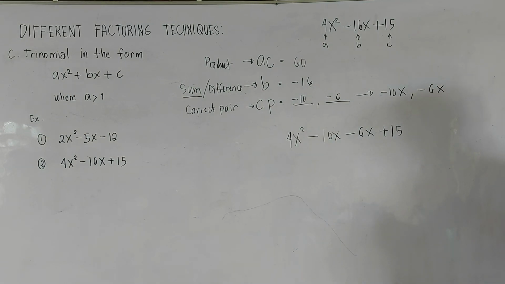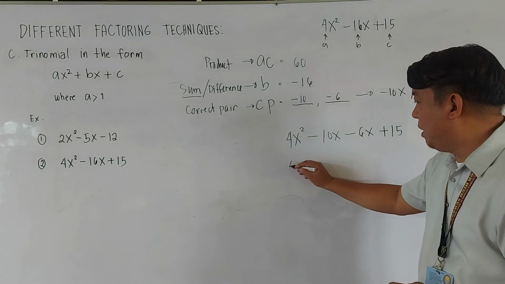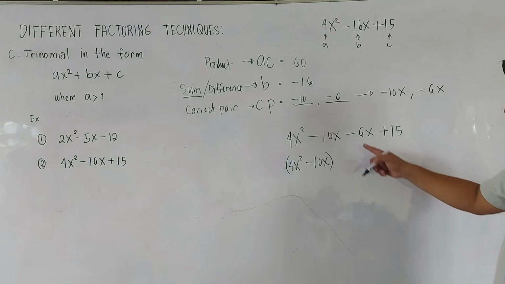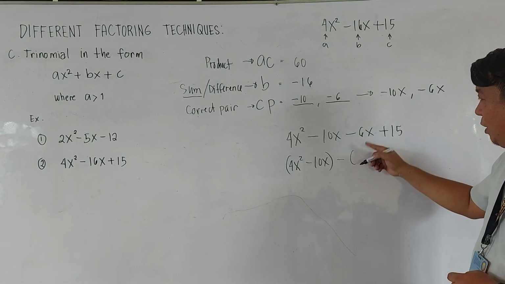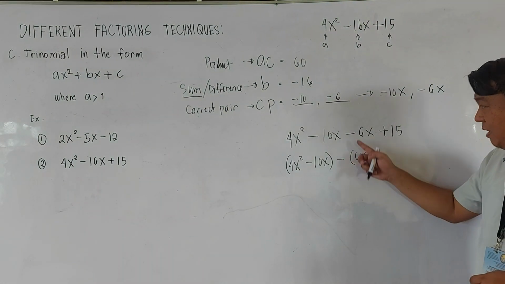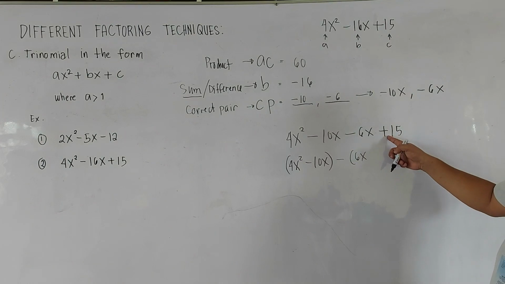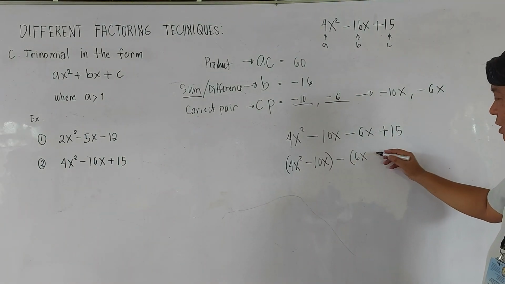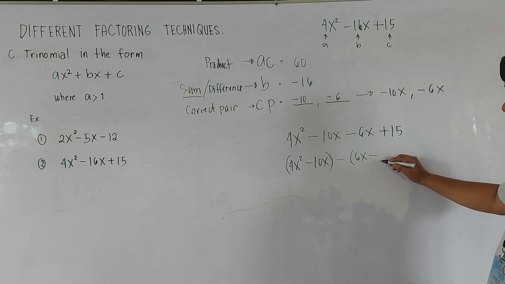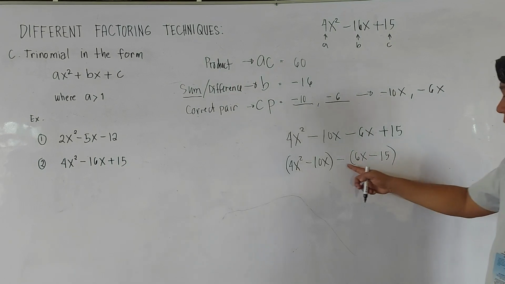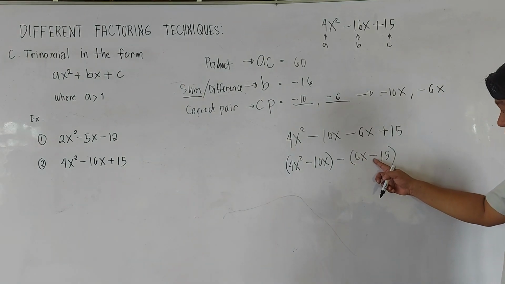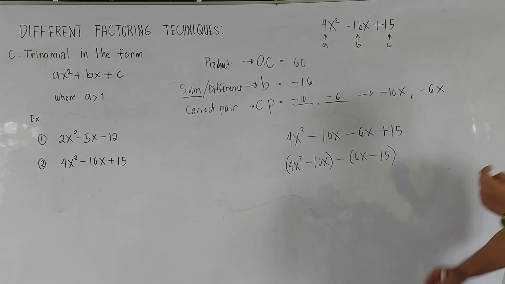Alright. And then, the next step is regrouping. Let's regroup them. So, 4x squared minus 10x, first group. Dahil minus to, so, ang nasa loob ng parenthesis natin ay positive 6x. Kasi, negative times positive is negative. Okay? At dahil positive ang pinaka-product, so dapat ang factors ay negative din. So, it's 15. Tingnan natin. Negative times positive 6 is negative 6x. And negative times negative 15 is positive 15. So, ayan yung grouping natin.